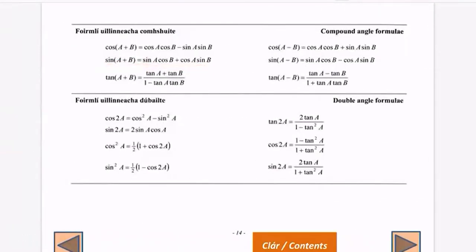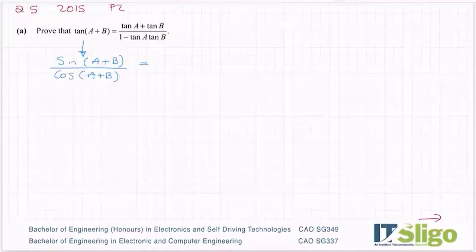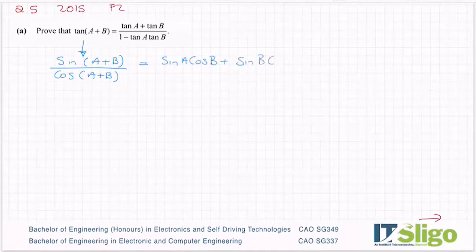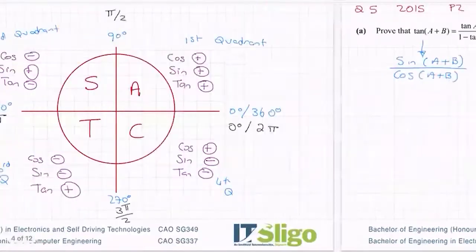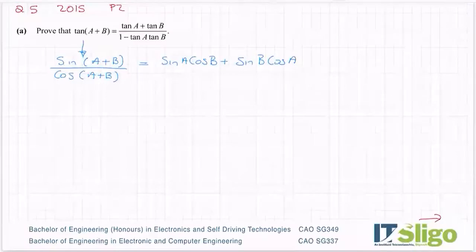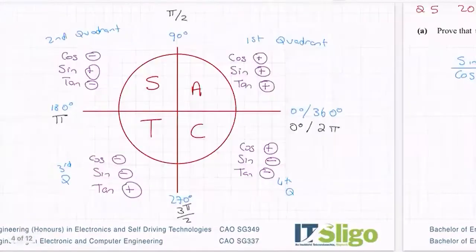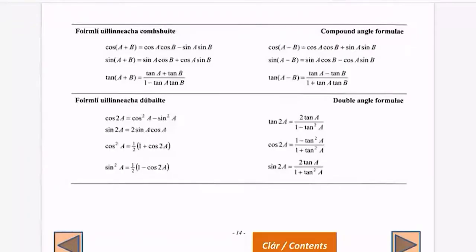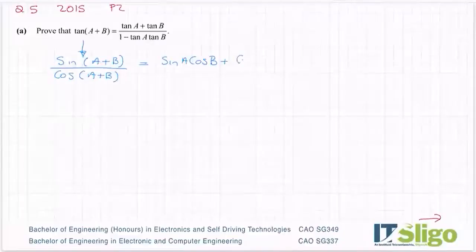So there's sine A plus B, there cos A plus B. So it's sine A cos B, cos A sine B. Okay, so sine A plus B is sine of the first angle, cos of the second angle, plus sine of the second angle, cos of the first angle. Let me just make sure I have that right. Sine A cos B, cos A sine B. I do not have it right. I invented a pattern. Sine A cos B plus cos A sine B.